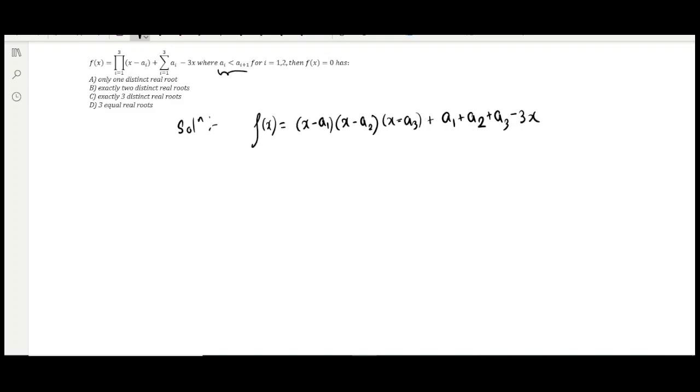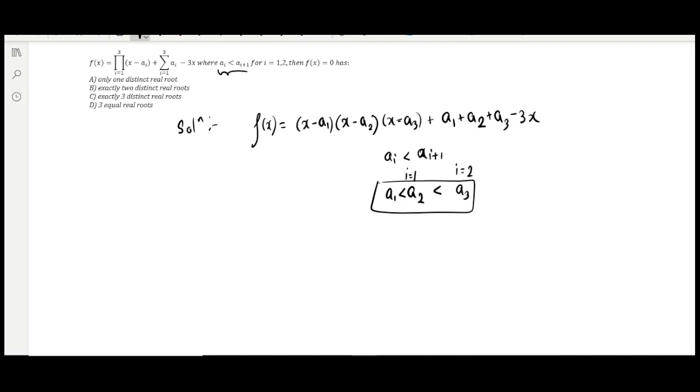Here a very important condition is given, that ai is less than ai+1. So when i is equal to 1, it indicates that a1 is less than a2. And similarly, when i is equal to 2, this will become a3 and this will become a2. So a3 will be greater than a2. This is the condition it is talking about.